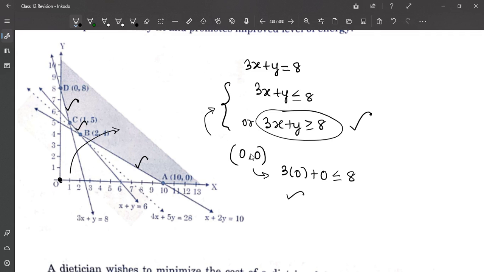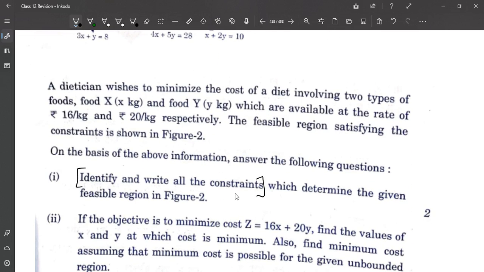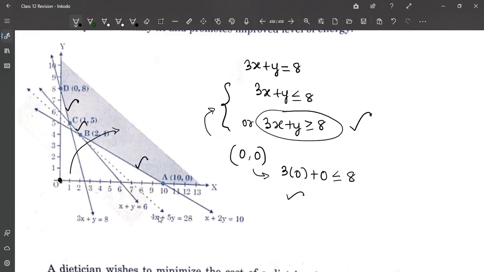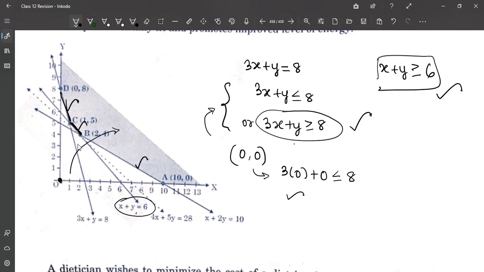So you can write those constraints as: one of them is 3x plus y is greater than equal to 8. The next is x plus y is greater than equal to 6. That is the second constraint, and this x plus y constitutes the CB part. This is also one of the constraints, and if you observe, BA is also a constraint. So x plus 2y is greater than equal to 10. That is also a constraint.